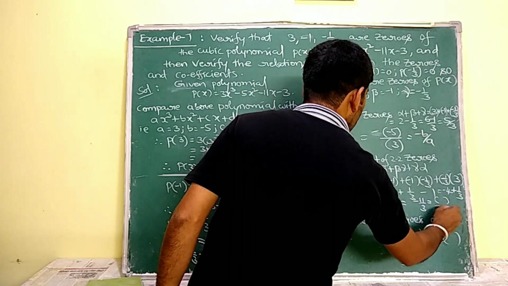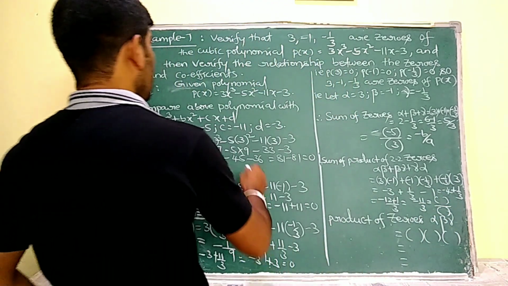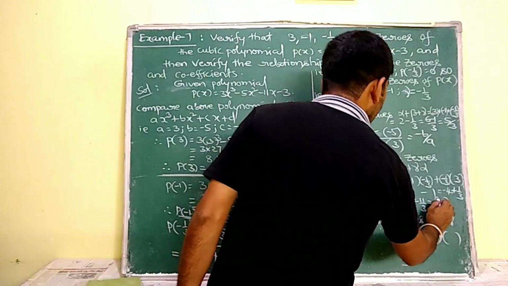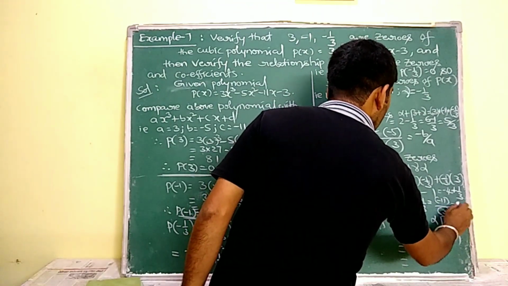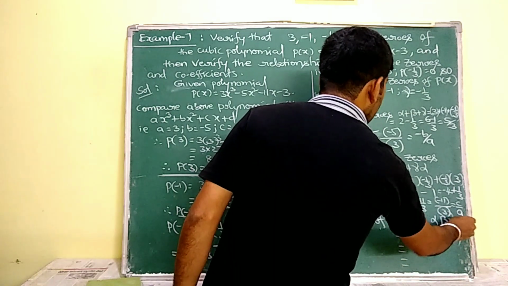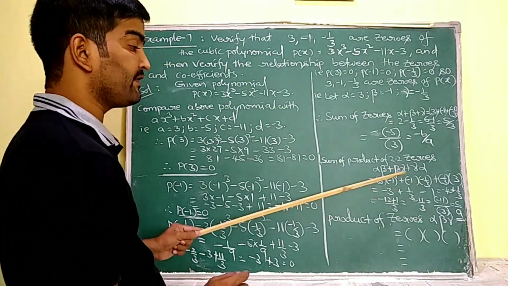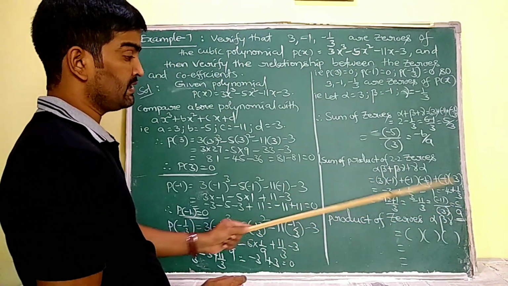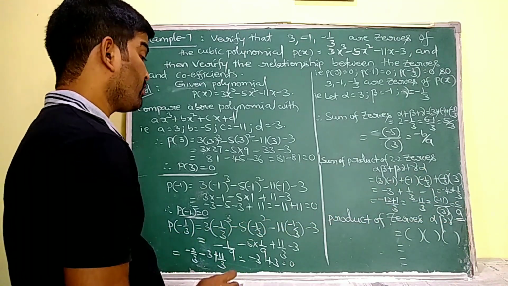This is equivalent to c/a or not, we have to check. Yes, c is equal to -11, a means 3, that is equal to c/a. Here also the sum of the product of two zeros is verified because its sum is equal to c/a. Now the product of zeros.